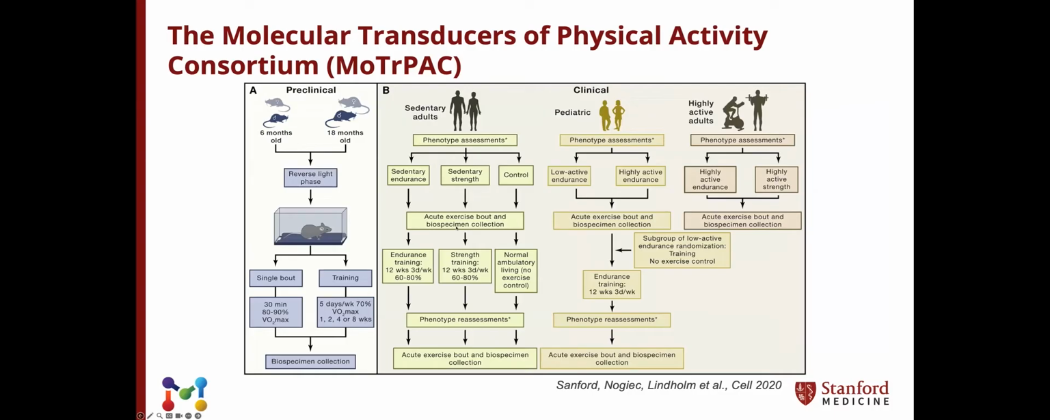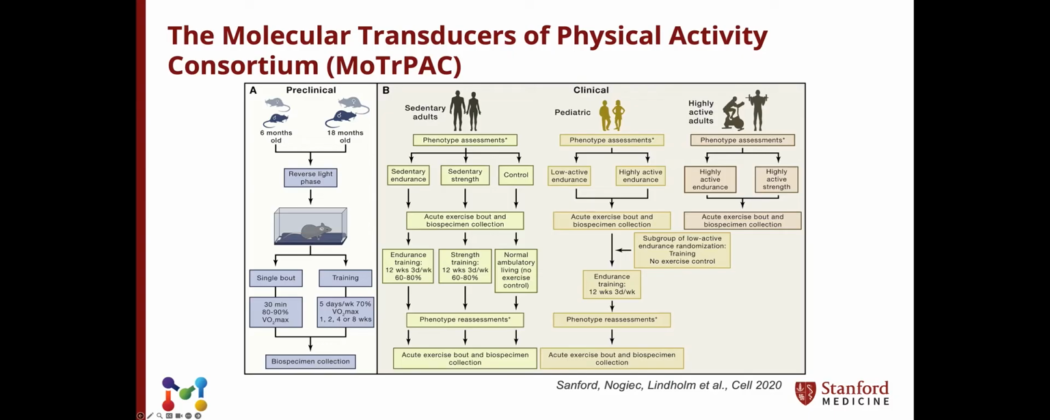We collect muscle, blood, and fat, so 3 different tissues from the humans. And then they undergo 12 weeks of their respective training modality, and then repeat these phenotypic assessments as well as the acute bout with biospecimen. So they perform this acute bout of exercise both in their untrained state and then after 12 weeks in the trained state. There is also a pediatric cohort, which is similar to the sedentary. Main difference is that they only provide blood samples, so no muscle or fat biopsies, and they only do endurance training and not resistance.